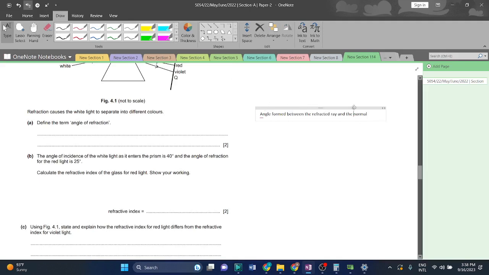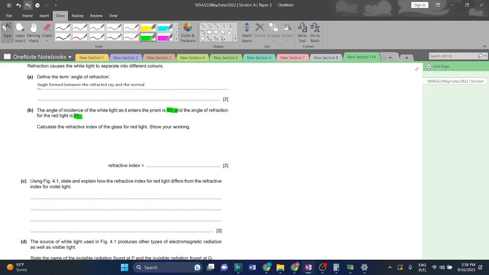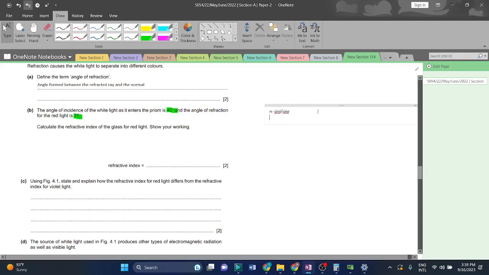So let's move on. B. The angle of incidence of the white light as it enters the prism is 40 degrees and the angle of refraction for the red light is 25 degrees. Calculate the refractive index of the glass for red light. Show your working. So for this we're going to use the formula n is equal to sine i divided by sine r. Okay? n is equal to sine i, so we'll have sine 40 divided by sine 25. Do the math.